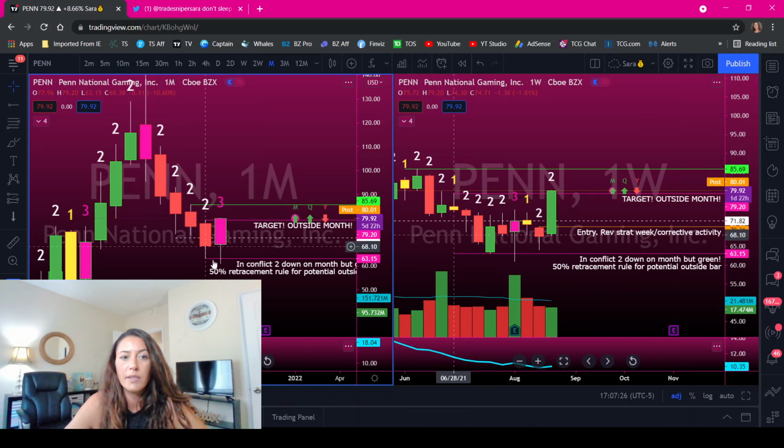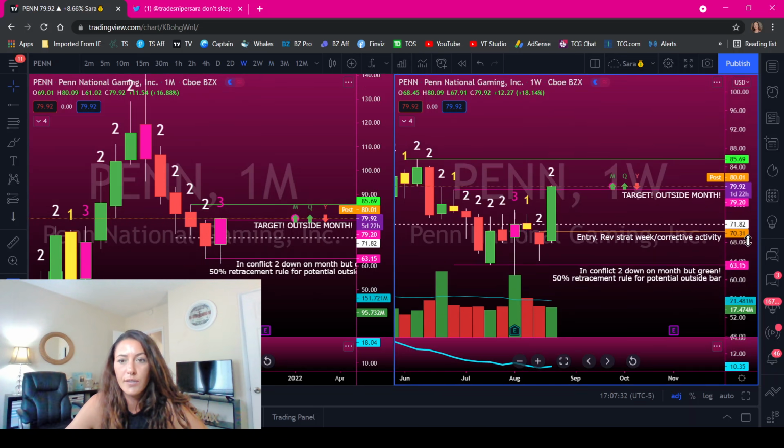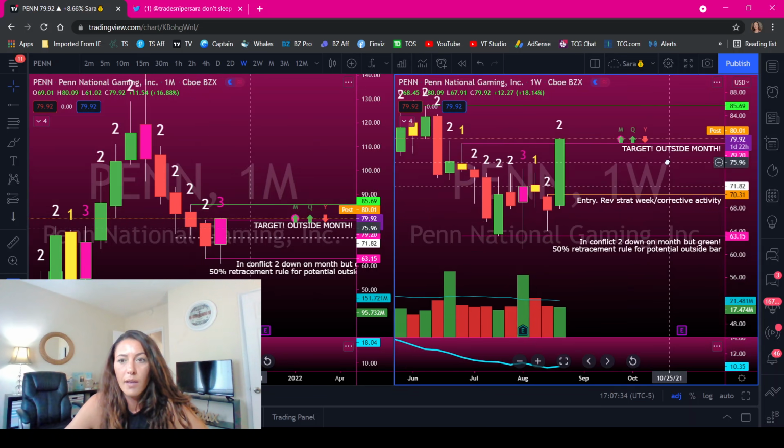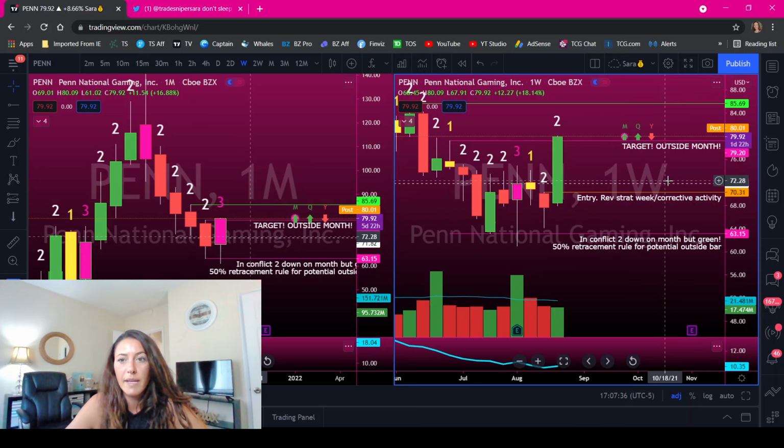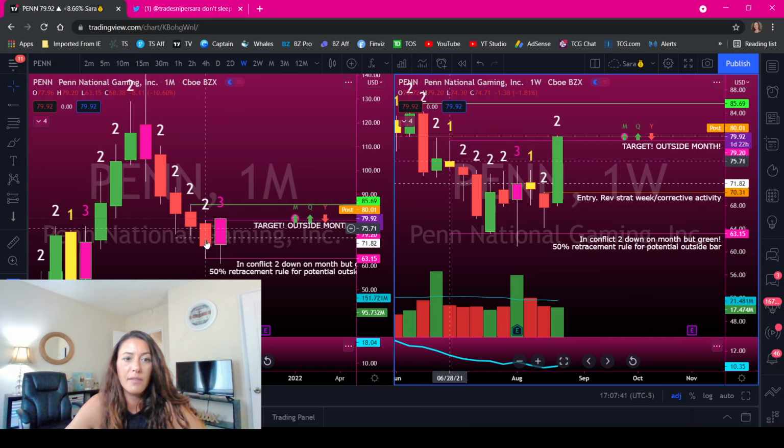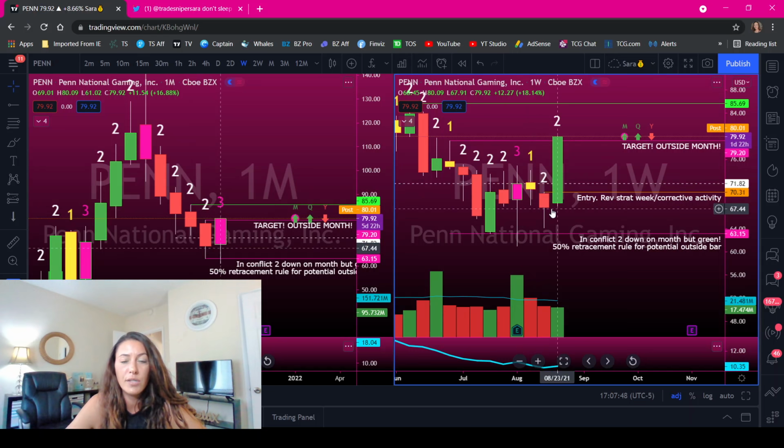And then I marked the high and low of last month in pink, which you can also see over here. And here is my little dashed line, which is halfway through last month's candle, this candle here. What did we get? We got a beautiful 3-1-2. And if you know what a rev strat is, it's a one, a failed two down because it didn't take out the magnitude, followed by a two up.